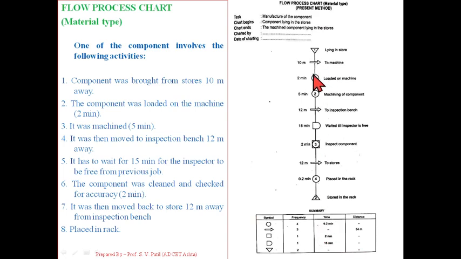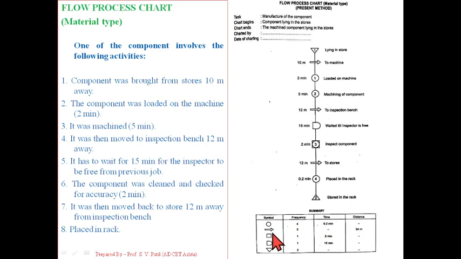So here we are supposed to do the summation of these times: 2 minutes, 5 minutes, 7 minutes, 7 plus 2, 9 plus 0.2, that is 9.2. So for the operation, the symbol is a circle, frequency is 4, and time required is 9.2 minutes. For distance, that will become vacant.